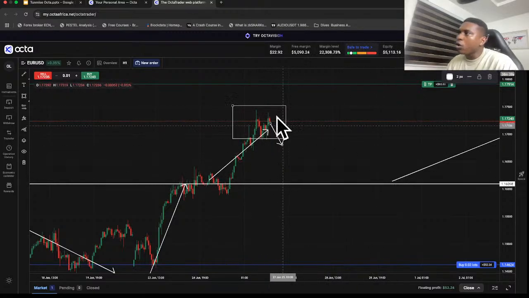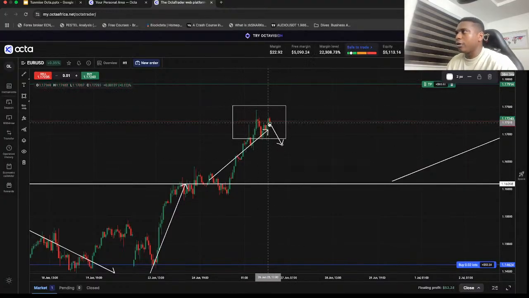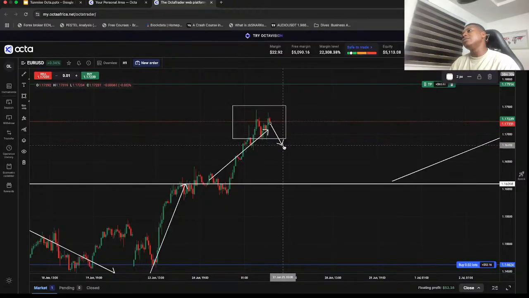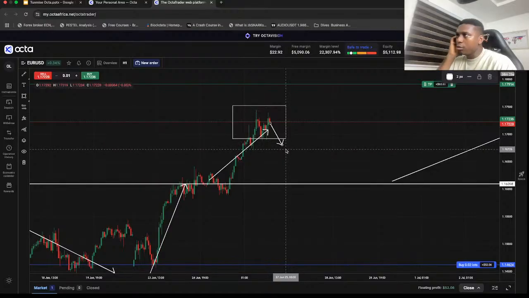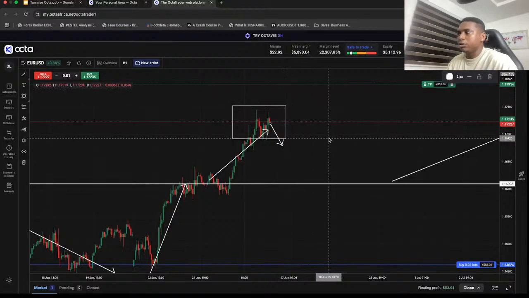So you can always watch out for a double top. All right, so at this level, if price breaks down below this triangle, it becomes a double top, and then a sell signal. If price breaks out of this triangle, it becomes a continuous bullish momentum.